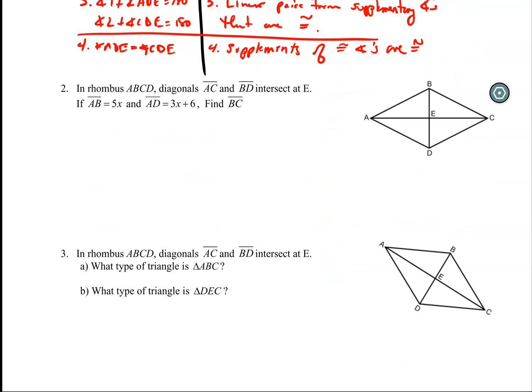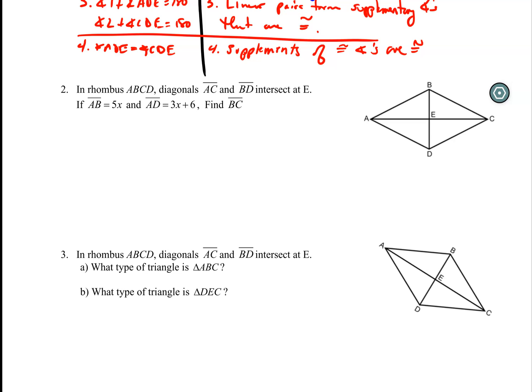All right, let's look at some of these other types of questions, these algebraic questions dealing with the properties. So in number 2, we've got rhombus ABCD has diagonals AC and DB that intersect at E. And I'm told that AB, this line segment here, is 5x. I'm told that AD, which is this line segment here, is 3x plus 6. And they want to know what is BC. That's what I'm asked to find. Well, at first glance, maybe this looks like they don't really give me a whole lot.